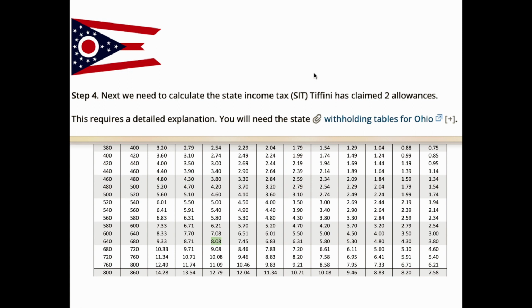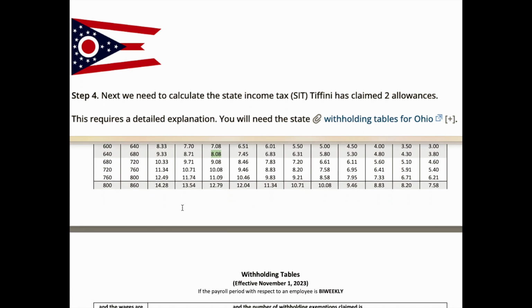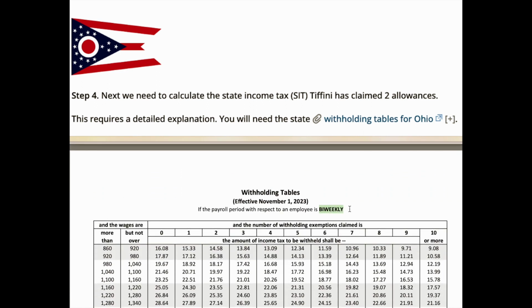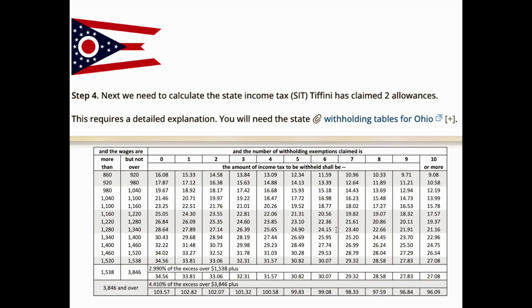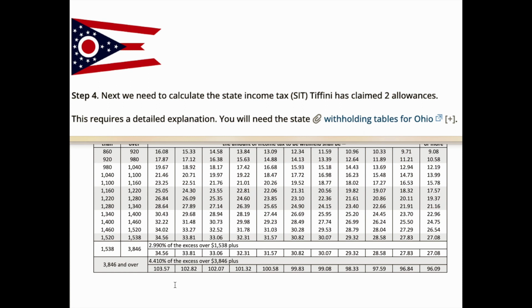So her paycheck was $2,375. So we want to scroll down and make sure we're looking at the bi-weekly table. That's this right here. She had a bi-weekly paycheck, and her paycheck was $2,375, which falls in this bracket right here. Now, because her gross pay falls between $1,538 and $3,846, we're going to follow these directions right here.